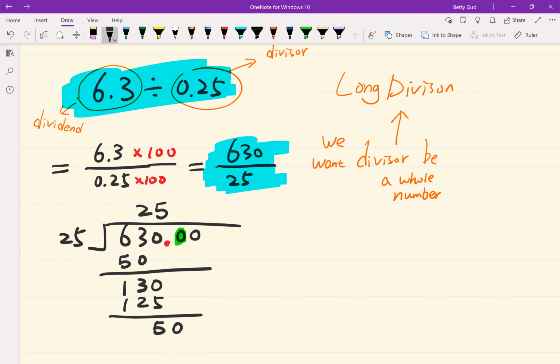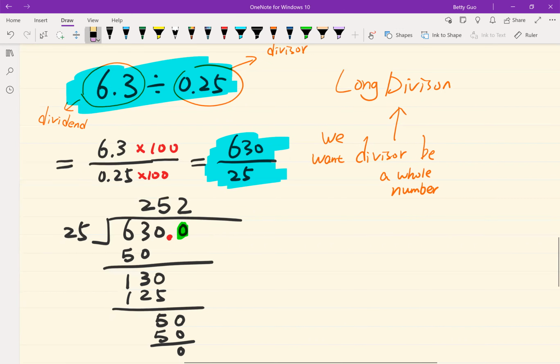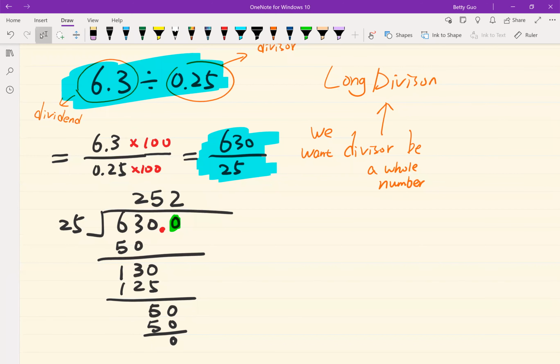All right, 25. Could the 25 go into 50? Good news, 25 goes into 50 completely twice. So we put a 2 here. 2 times 25 is 50. Remainder is 0, right? So when we have the remainder 0, that means our long division is complete. We cannot go further. It means we divided 630 by 25 completely, because the remainder is 0.